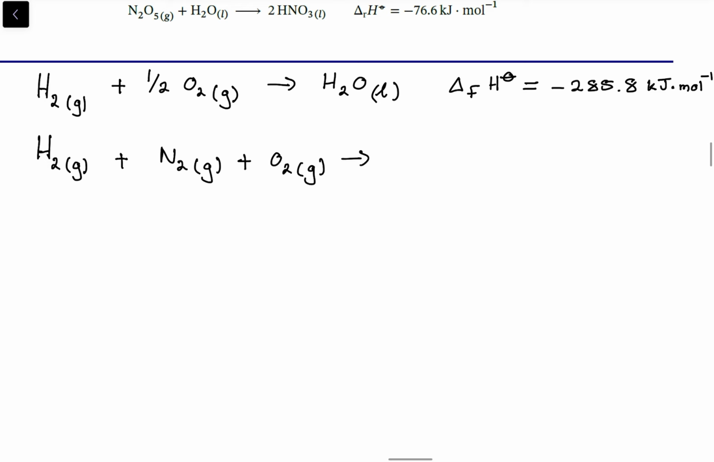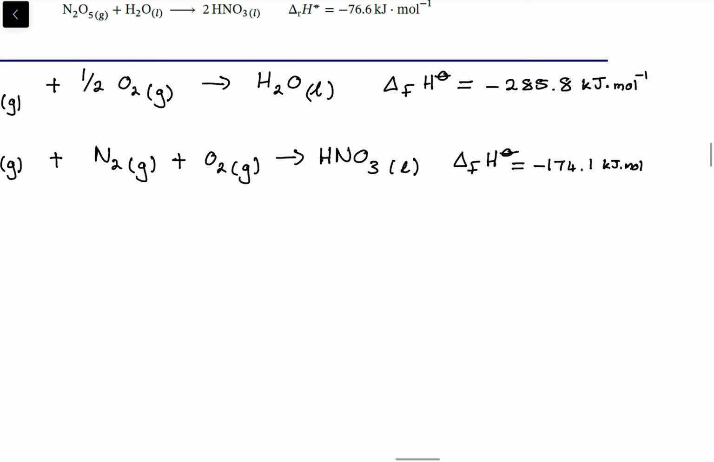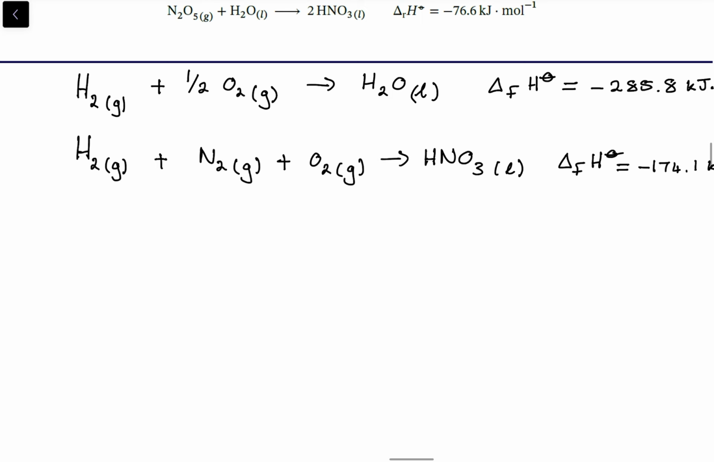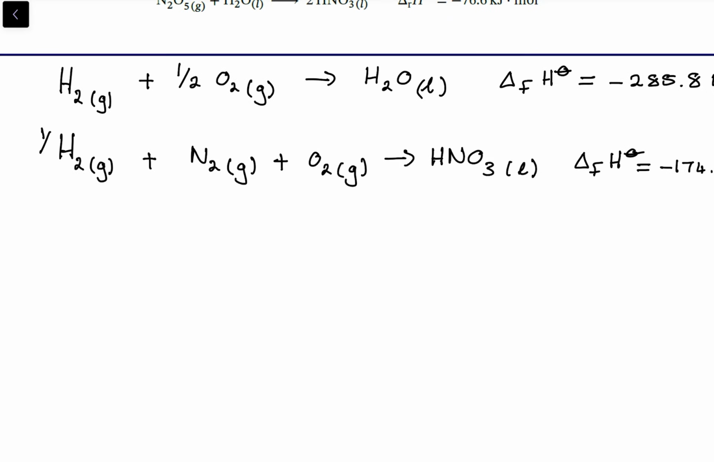And you want it to form HNO3 liquid. You're told the standard formation enthalpy is equal to minus 174.1 kilojoule per mole. Left-hand side, you have two H's. Right-hand side, you have one H. But remember, the formation enthalpy is defined as per 1 mole of the thing on the right-hand side. So you balance on the left. So you make it a half here.